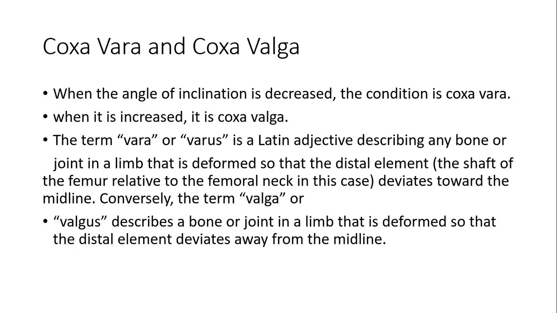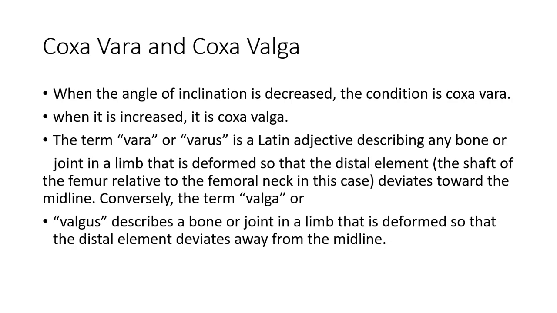So this is when the joint in the limb is deformed, so that the distal element, the shaft of the femur relative to the femoral neck in this case, deviates towards the midline or away from the midline. Valga means away and vara means towards. So when the angle is disturbed, we can say coxa vara or coxa valga.